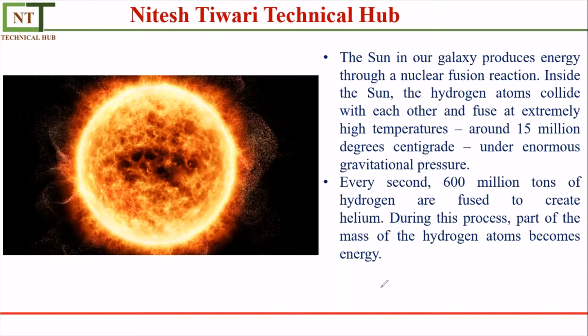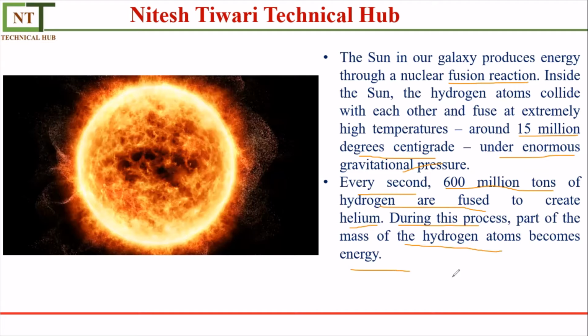So first of all, we have to know about the sun. The sun in our galaxy produces energy through a nuclear fusion reaction, not nuclear fission. This is the nuclear fusion reaction. So what happens in a nuclear fusion reaction? Inside the sun, the hydrogen atoms collide with each other and fuse at extremely high temperature, approximately 15 million degrees centigrade, under enormous gravitational pressure. What does it mean? It means every second, approximately 60 million tons of hydrogen are fused to create helium. During this process, part of the mass of the hydrogen atoms becomes energy.